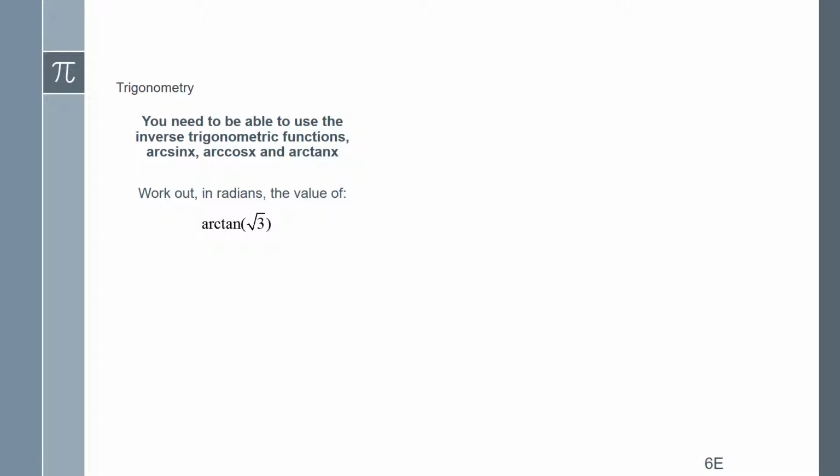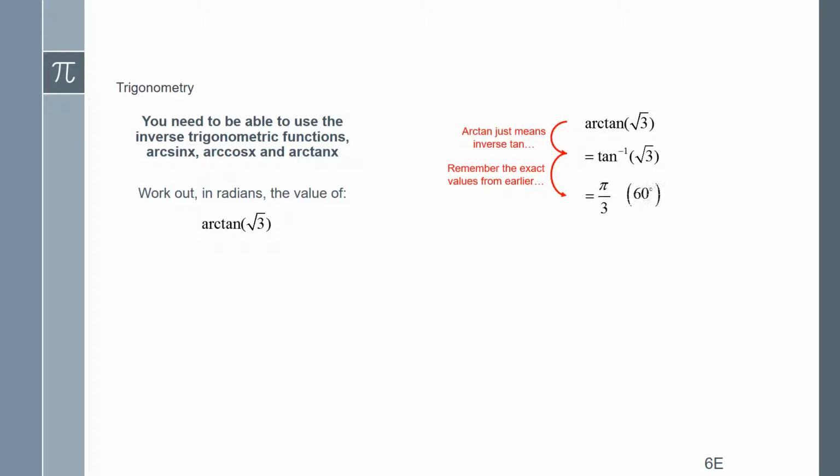Work out in radians the value of arctan root 3. Well, that's the same as inverse tan of root 3. Again, it's one you should know, so it's pi over 3. If we were working in degrees, we'd be saying 60 degrees for that.